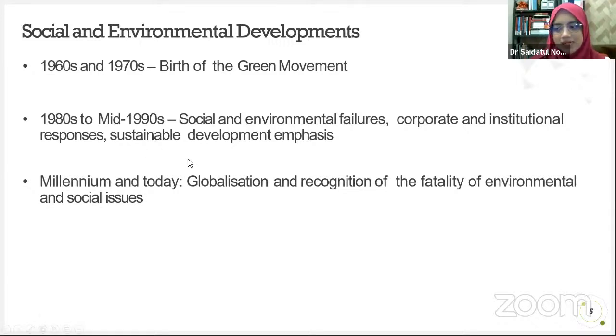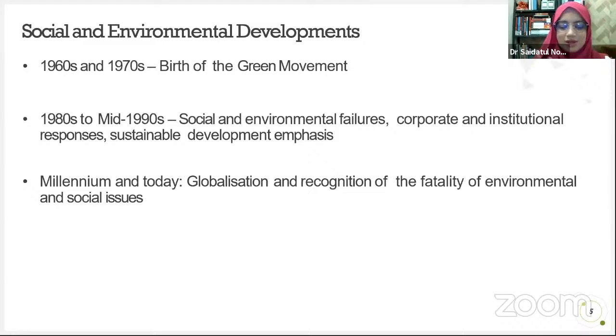But when businesses actually started to look at social and environmental issues, the research picked up from the 1990s. So the research follows practices, actually. And then from the millennium until today, globalization and recognition of the fatality of environmental and social issues has spurred a lot of interest from many areas in sustainability, because we can see it nowadays, climate change and all that. So it is very in your face.